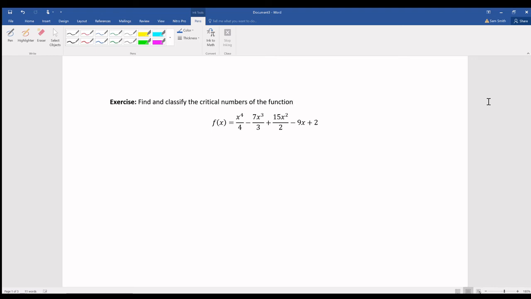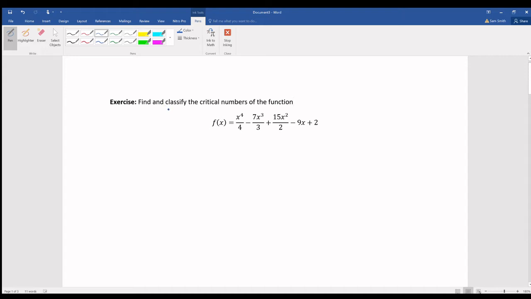Hello everybody, welcome back. So the goal for today, this recording, is essentially to do a video version of the gist for today. And so I would like to do an example of finding and classifying the critical numbers of this function right here, f of x equals this big polynomial.